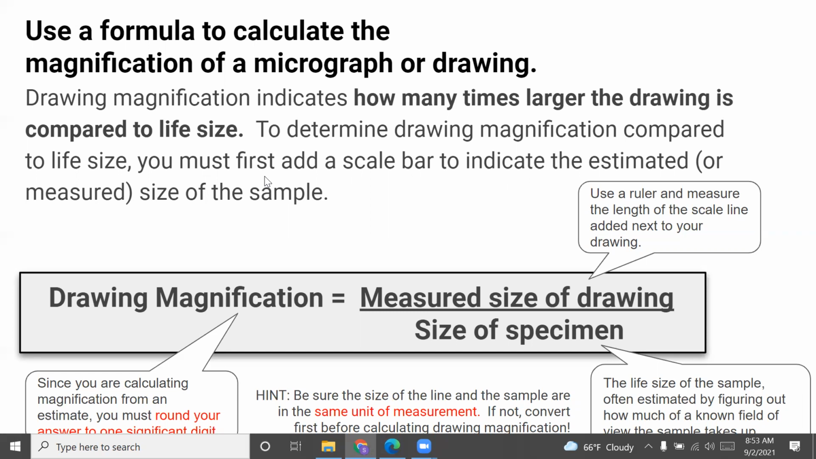So on your practice, not on your test, the first thing we will find is how big is our drawing magnification? You can always find the measured size of the drawing because you will have a ruler. The size of the specimen will have to be given to you. Okay? So, see here. Since you are calculating magnification from an estimate, you must round your answer to one significant digit.